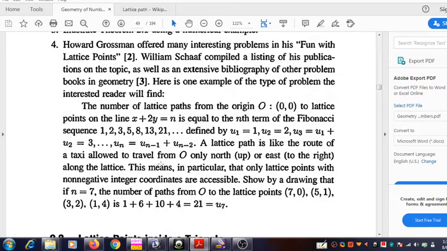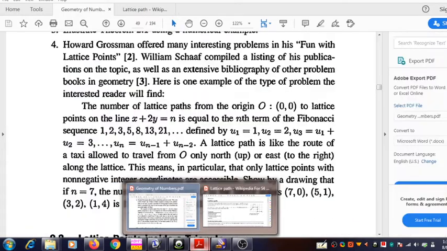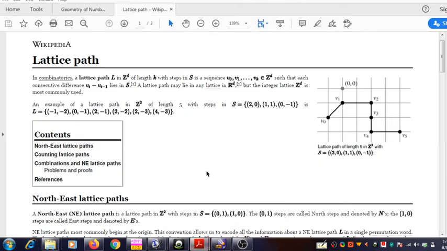A lattice path actually is a path connecting lattice points in the fundamental lattice. For more information about lattice paths, I shall direct you to the relevant page in Wikipedia. You can see it here. Based on this page, you can explore and understand what a lattice path is.